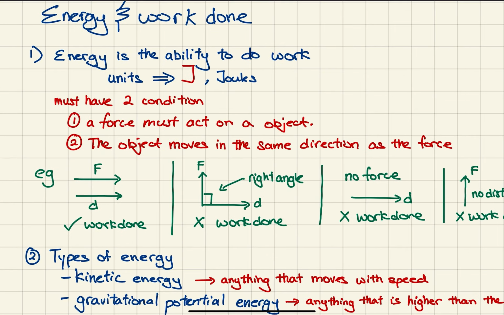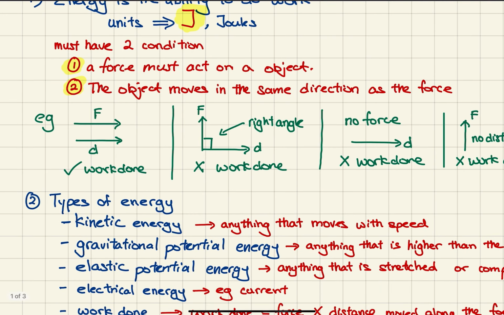Okay, the first point that I need to mention in this chapter is that energy is the ability to do work. This is a terminology that you need to memorize, and the unit is joules, denoted by the capital letter J. In order for work done to be present, two conditions must be met. First, a force must act on an object, and the object must move in the same direction as the force.